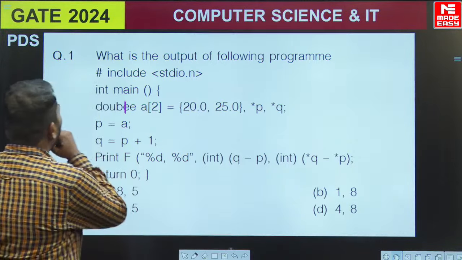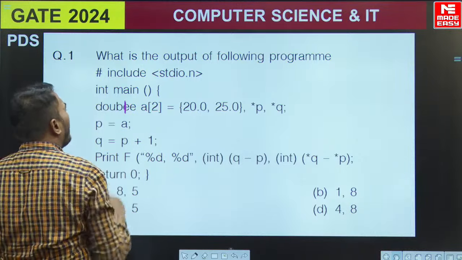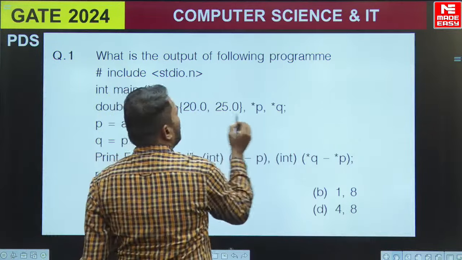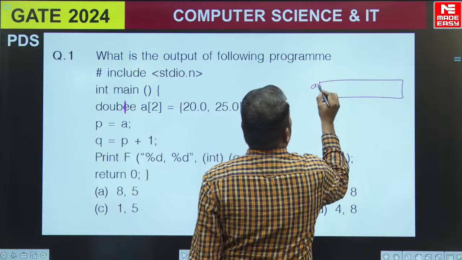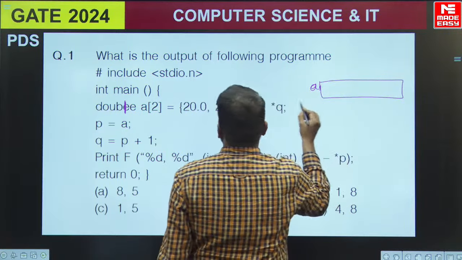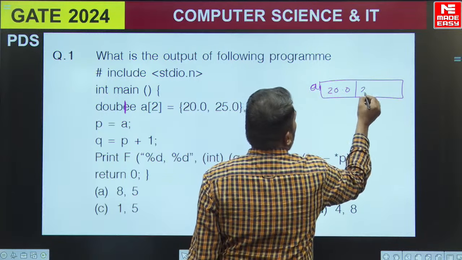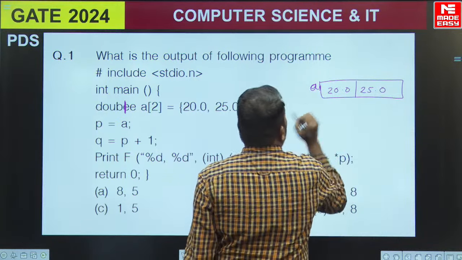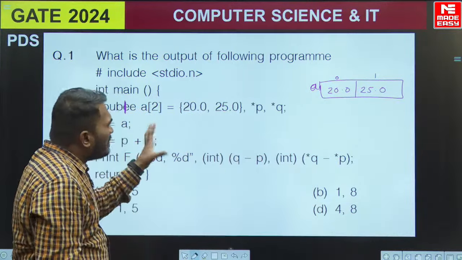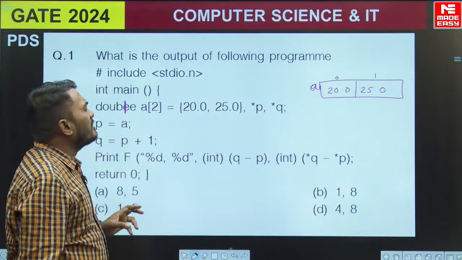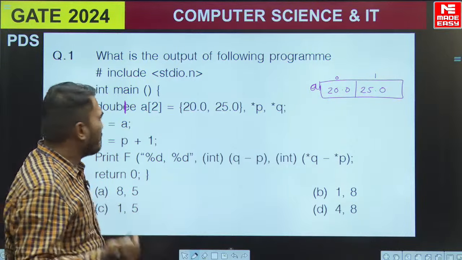Please observe this question: int main, double a[2], a simple array. You have two elements here, so not much complication. Let's say it is 20.0 and the next one is 25.0. This is the 0th element and this is the first element. Don't worry about the size of each element; that is not given and not required.